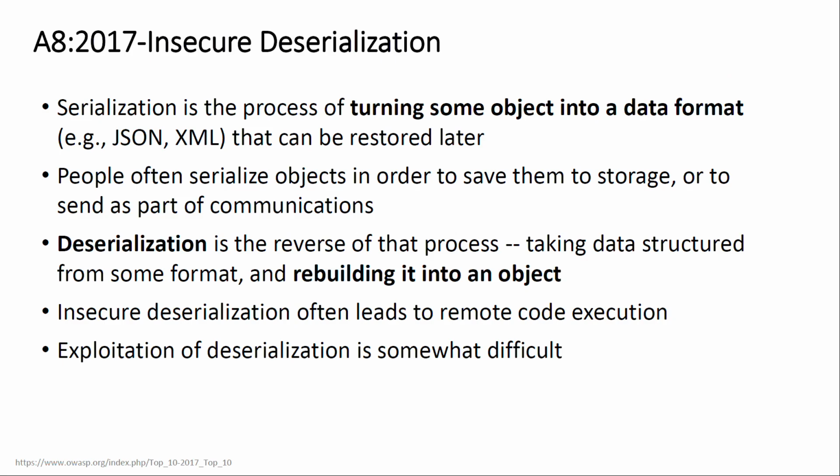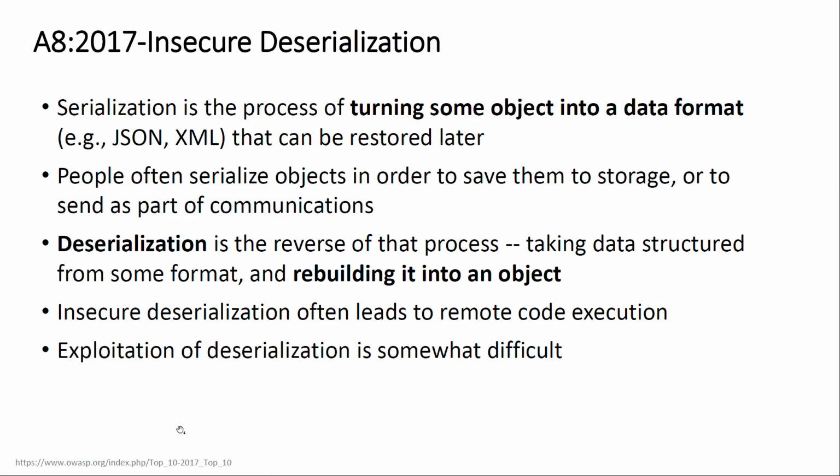In our list, the eighth one is insecure deserialization. Serialization is the process of turning some object into a data format, like JSON or XML, that can be restored later. People often serialize objects in order to save them to storage or to send as part of communications, and deserialization is the reverse of that process, taking data structured from some format and rebuilding it into an object. So you read, for instance, the JSON file and then turn it into an object. But insecure deserialization often leads to remote code execution.